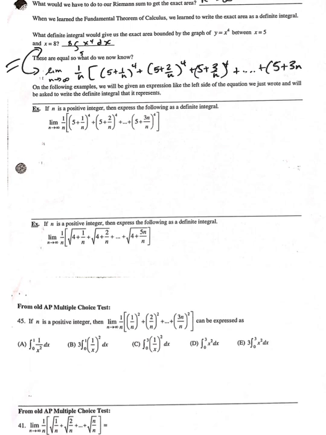Plus 5 plus 3n over n to the 4th. Okay, that is equal to this integral. So keep that in mind.